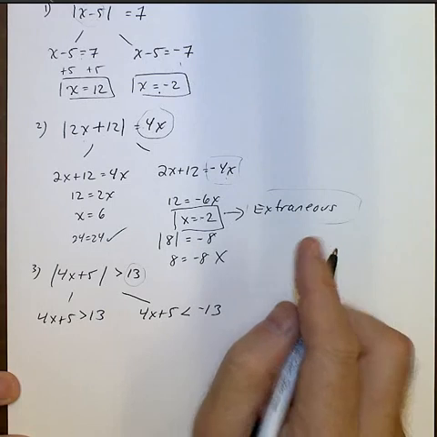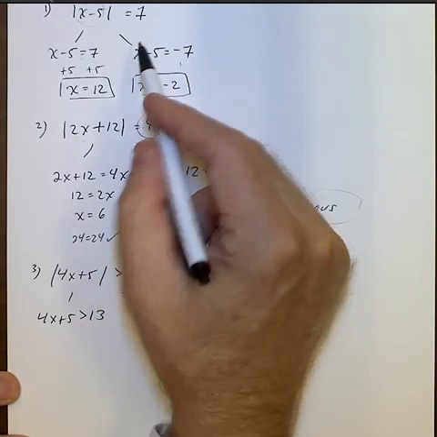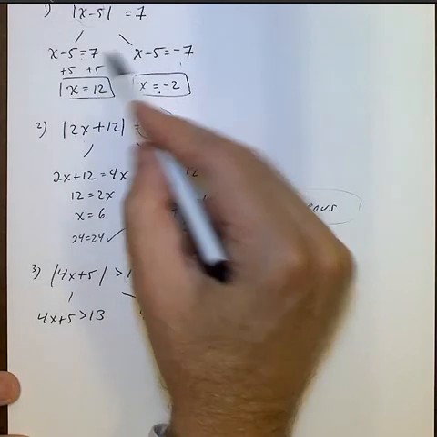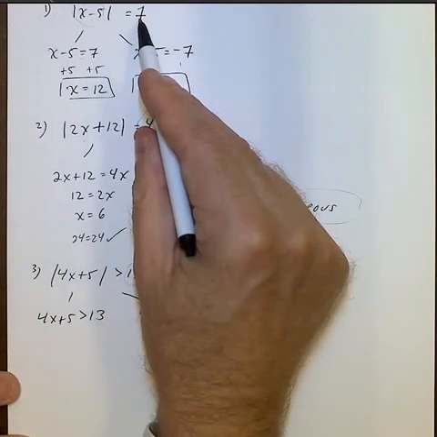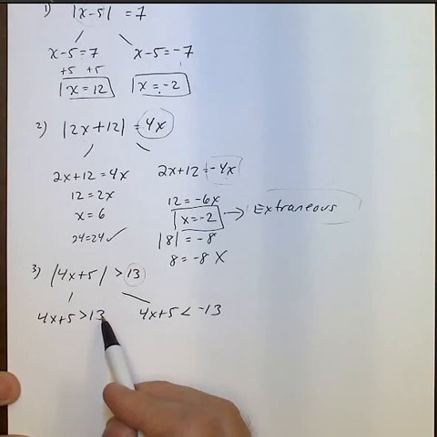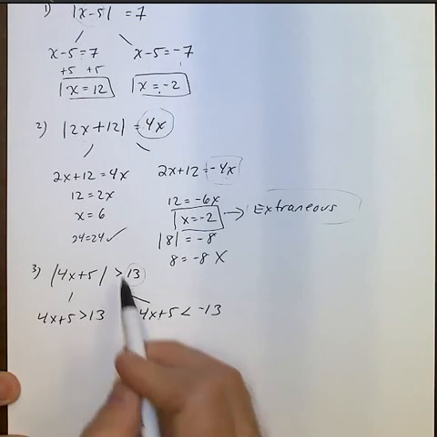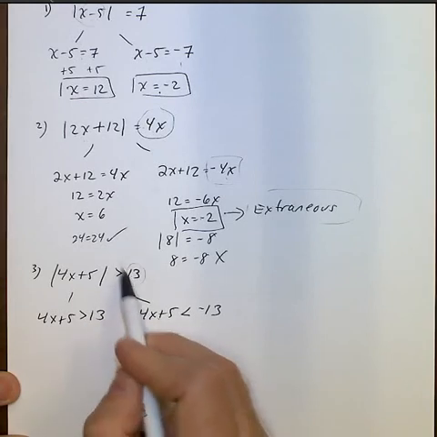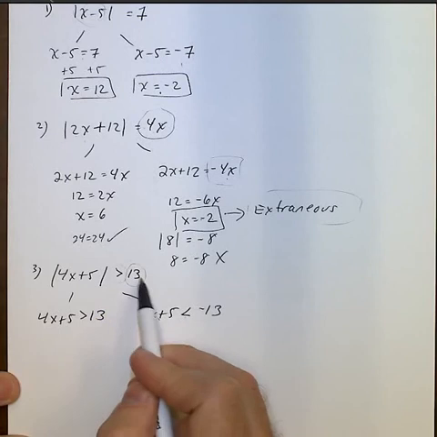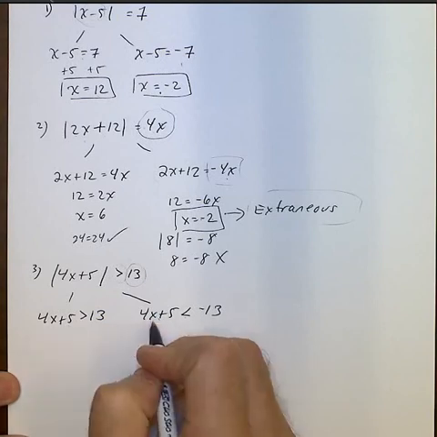In the case of the equality, we rewrote it twice. Once as written, once where we just changed this from a positive to a negative. But with the inequality, you're changing two things. You're going to change the inequality sign, and you're going to change the sign on the answer, in this case from a positive 13 to a negative. Then you're going to solve these as two completely separate problems.